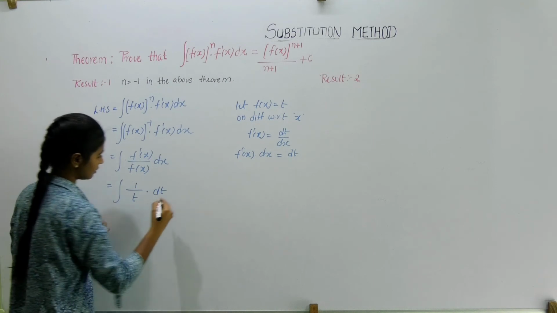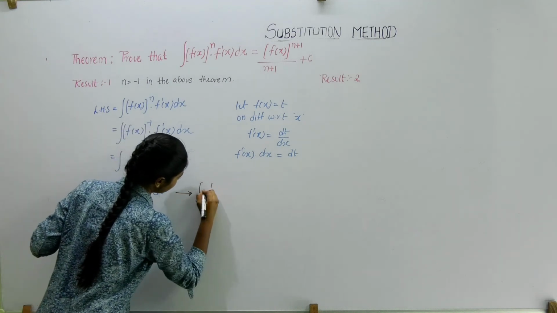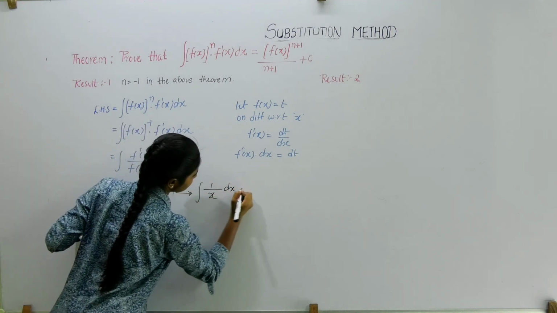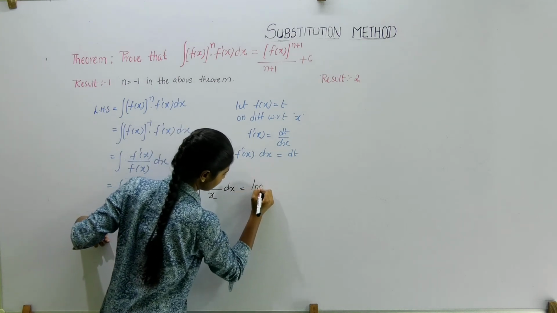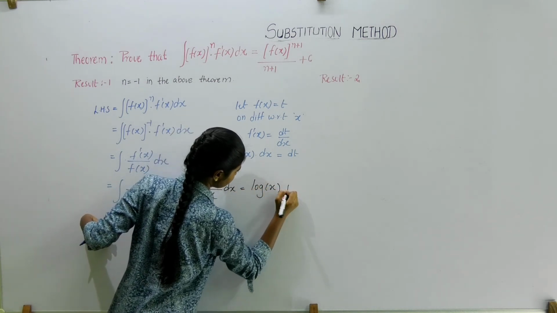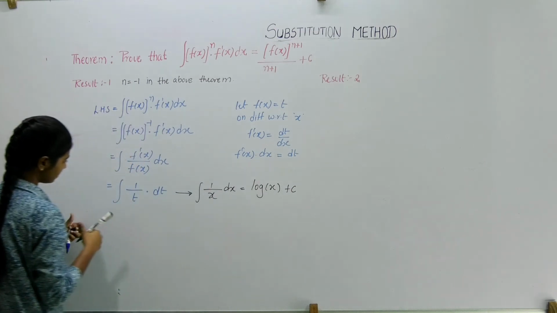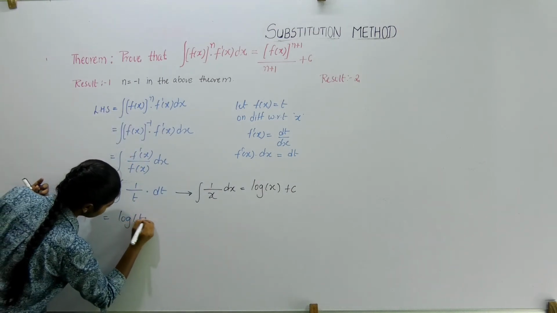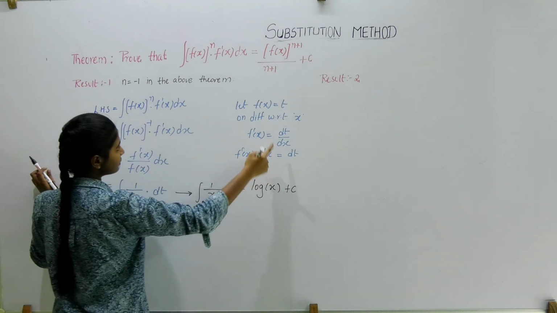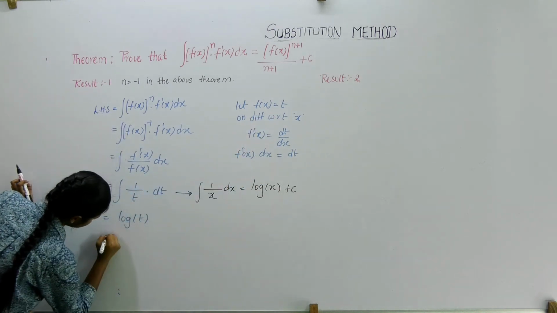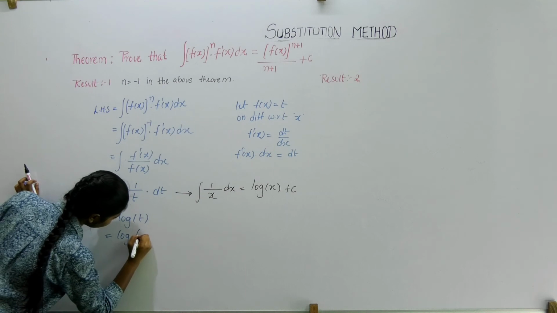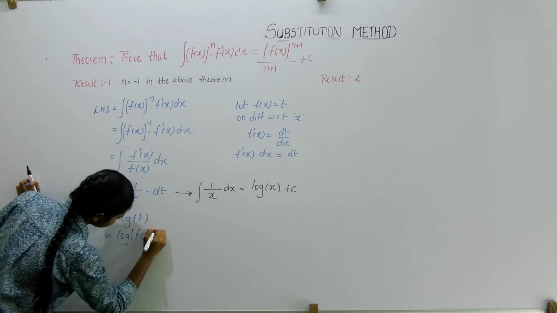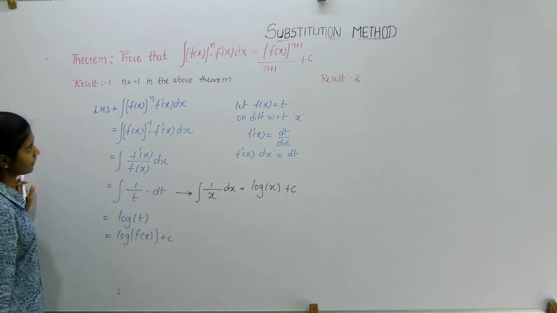Now this is in the form of integral 1 by x dx. We know the formula, it is log of x plus c. When we substitute the formula here, it becomes log t. Now what is the value of t? It is f of x. It is equals to log of f of x plus c.